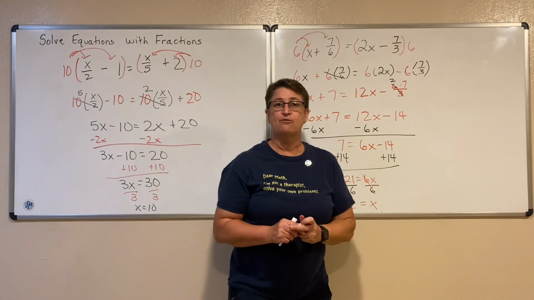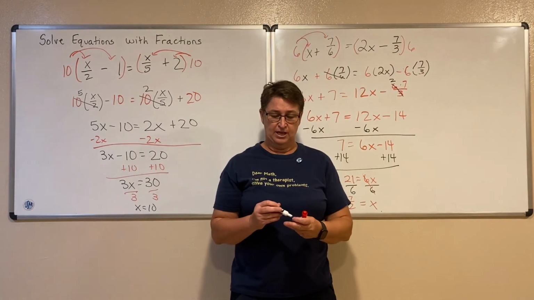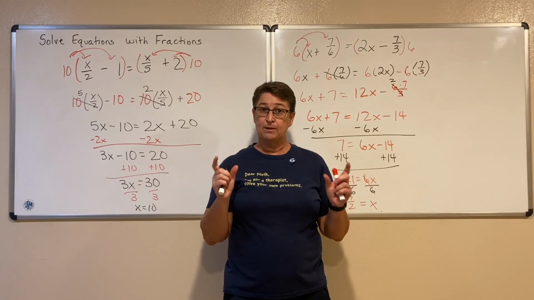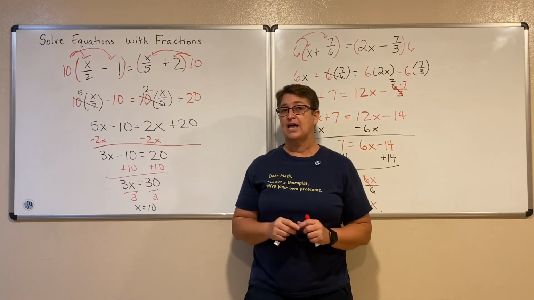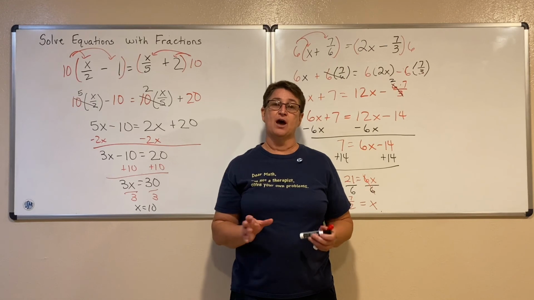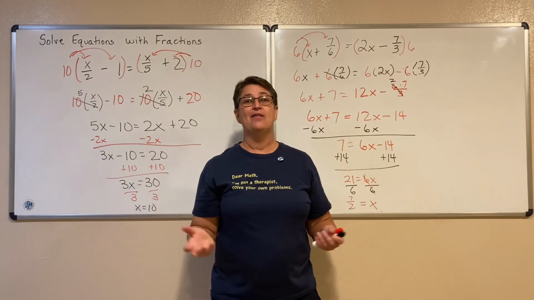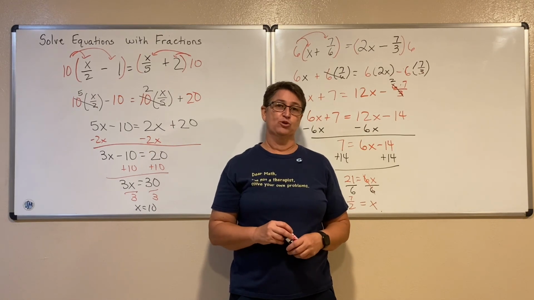So when we are solving equations with fractions, if we just multiply both sides of the equation by the same number, and we choose that number to be the least common denominator, our fractions just go away, and then we can just solve the equation like we normally would.